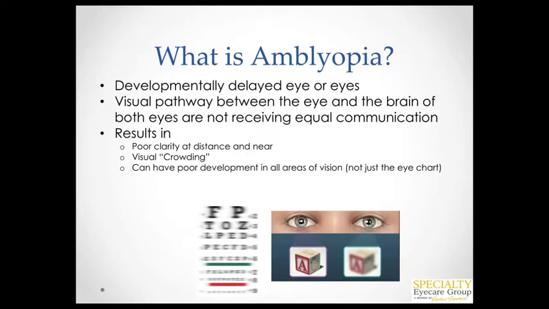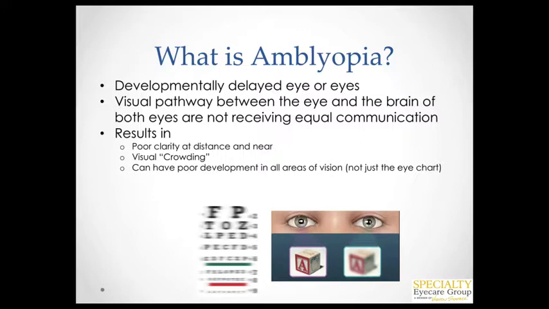What is amblyopia? Well, historically, we always just paid attention to the eye chart, and most patients just think of it as a blurry eye chart in one eye or both. But it actually is a developmental delay of one or both eyes. And what that means is the brain is not developing good vision, good clarity, and really all of the skills that eye needs to see, as well as work with the other eye.